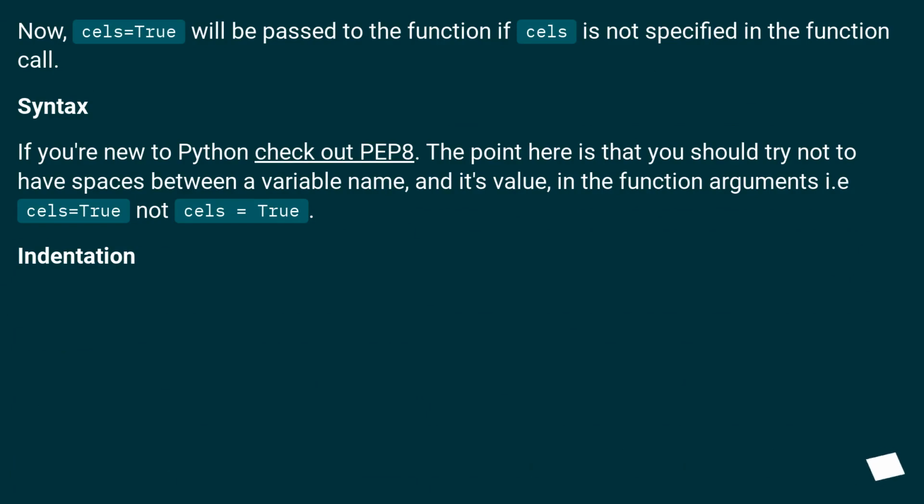Syntax. If you're new to Python, check out PEP 8. The point here is that you should try not to have spaces between a variable name and its value in the function arguments, i.e. is_celsius=True, not is_celsius = True.